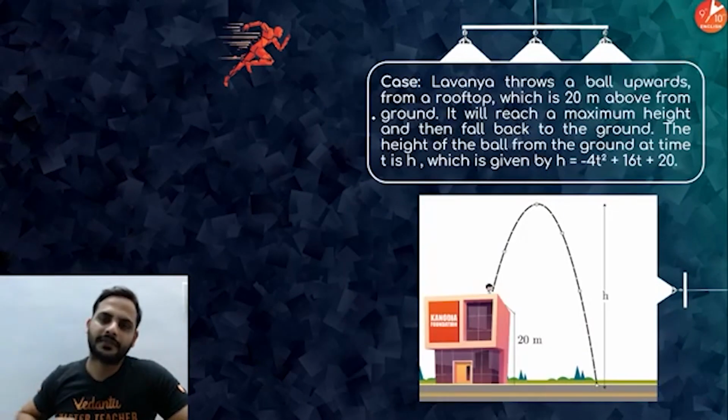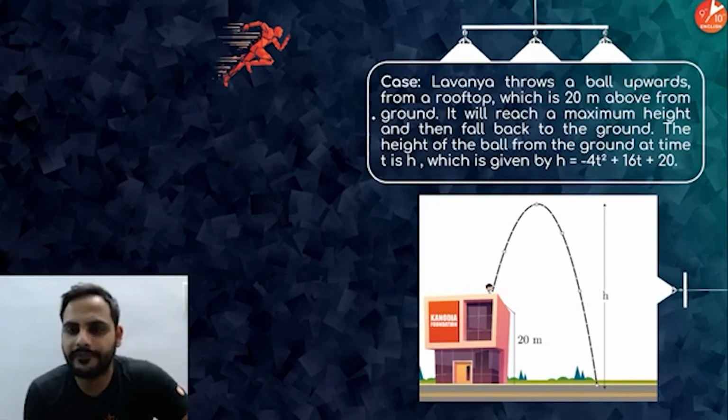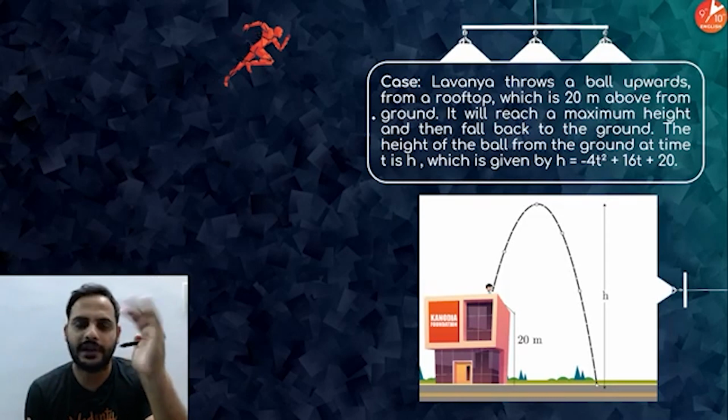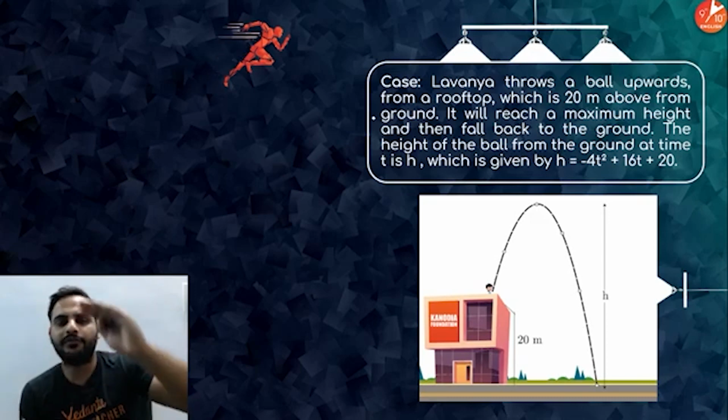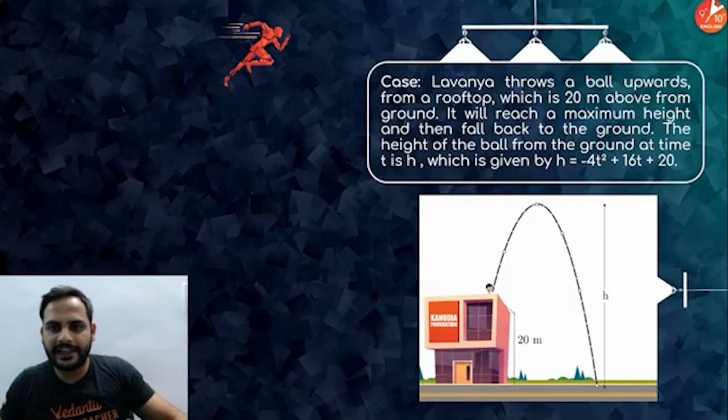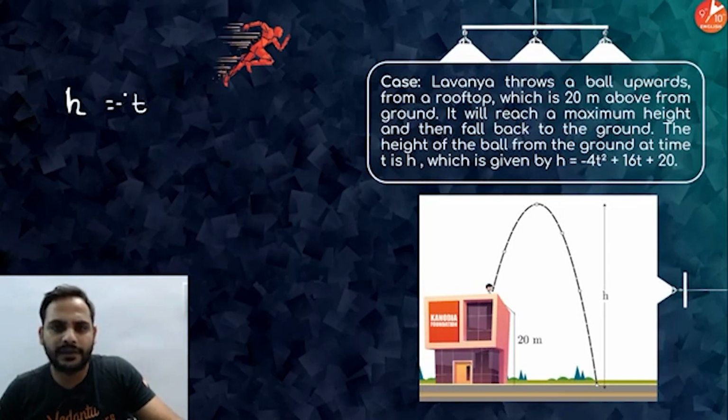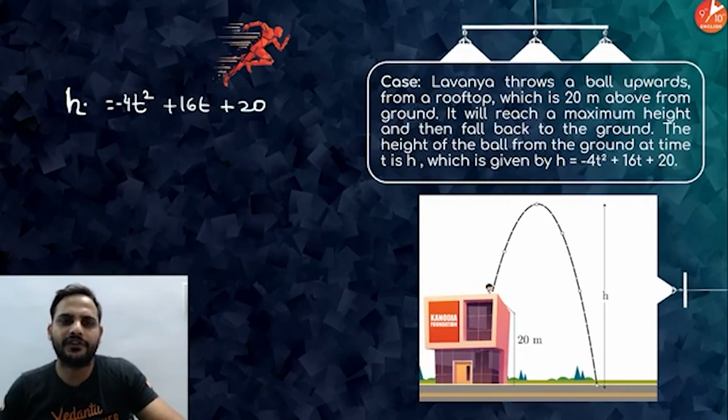Okay. Now case study based beta, ठीक है. देखो what it is saying. Lavanya throws a ball upward from a rooftop which is 20 meter above the ground. So Lavanya is already at a height of 20 meter above the ground. It will reach a maximum height and then fall back to the ground. The height of the ball from the ground at a time t is h. So height of the ball will vary with the time. So height of the ball you can easily find out at whatever time you want. Just put the value of time in this equation, minus 4t square plus 16t plus 20. ठीक है, variation of height with time.